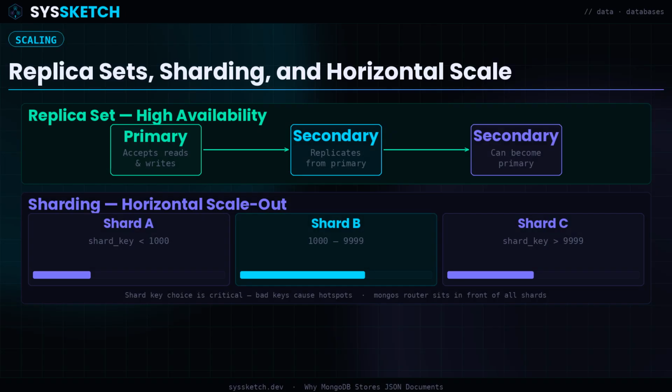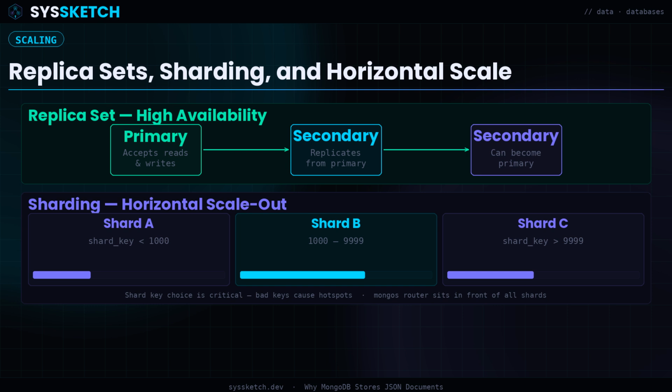MongoDB is designed to scale horizontally. The first layer of scaling is a replica set, 3 or more copies of the same data running on separate machines. The primary node accepts all writes. Changes replicate automatically to the secondary nodes. If the primary goes down, the secondaries hold an election in seconds and one of them becomes the new primary. Your application reconnects and continues with no data loss.